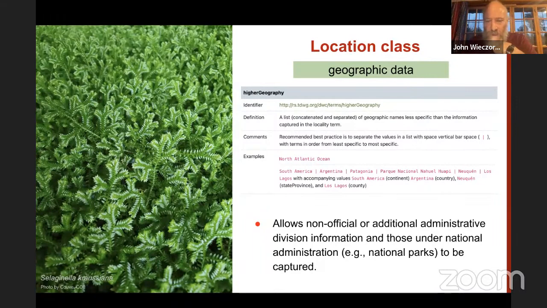So in that second example on this page, you can see Parque Nacional Nahuel Huapi. That's a national park. And it's bigger, that is, it crosses more territories than the next level down, which is actually a province. And it's smaller than the next level up, which is kind of an unofficial but well-known region in South America called Patagonia. So the point here is that higher geography allows you to capture more information about place than the individual terms in Darwin Core do.